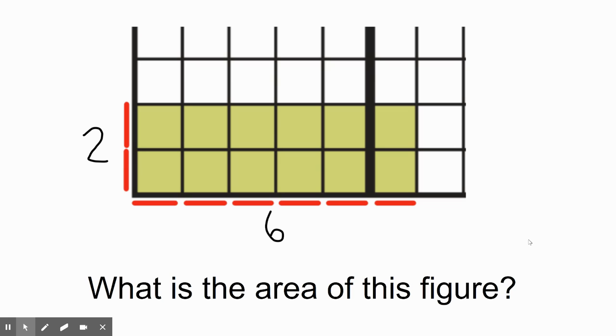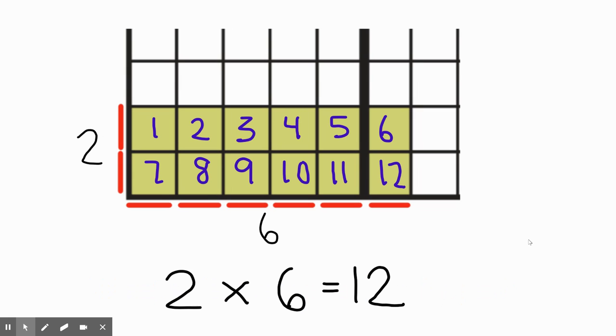Well, if the height is 2 and the length is 6, what is the area of that figure? Remember, area is the number of units it takes to cover a figure. Well, we can think of that as 2 times 6 equals 12. It takes 12 square units to cover that figure.